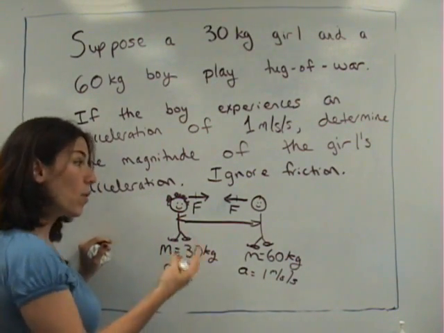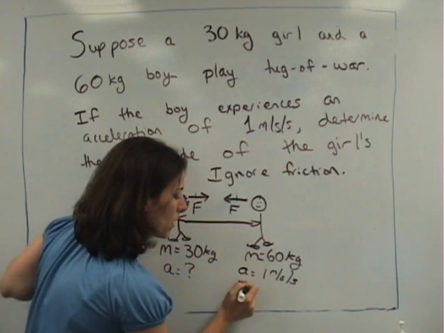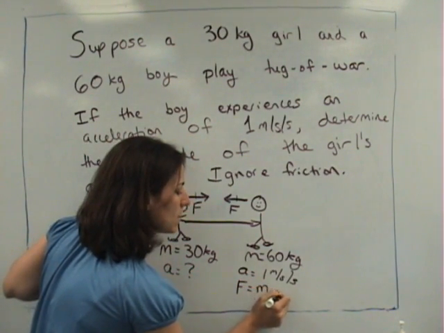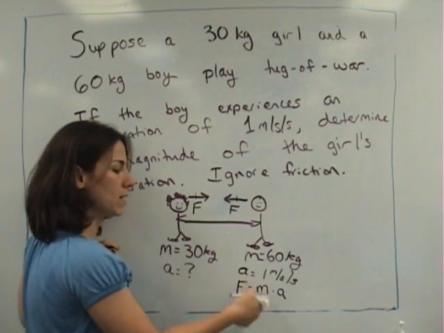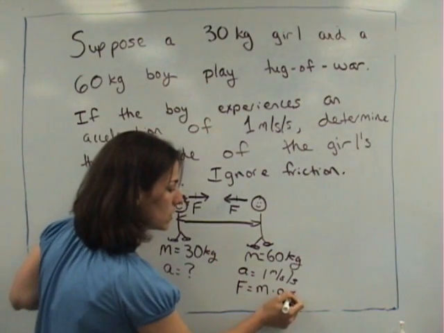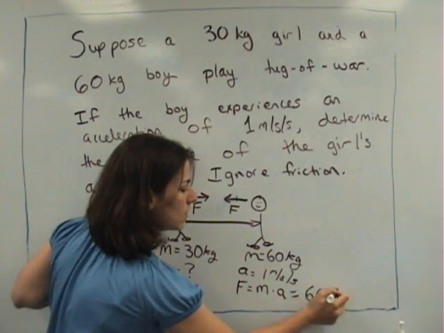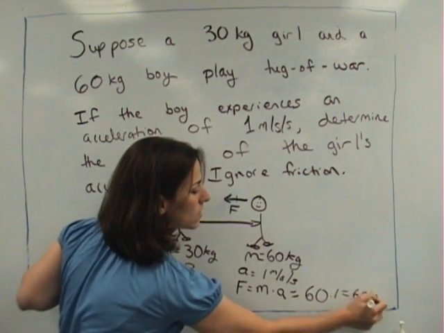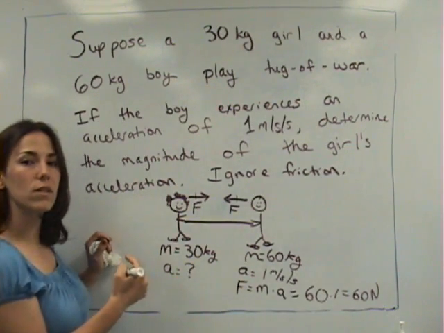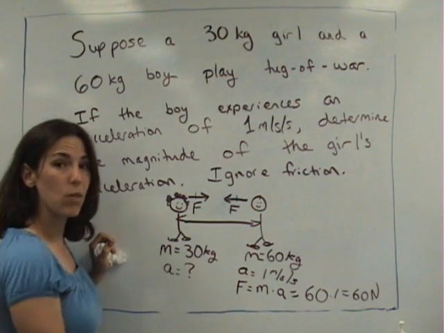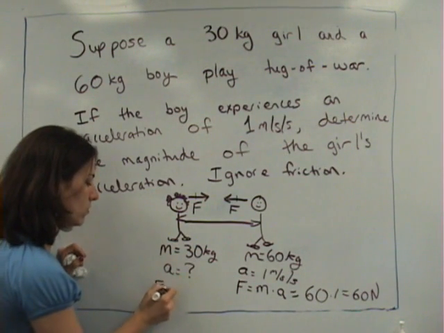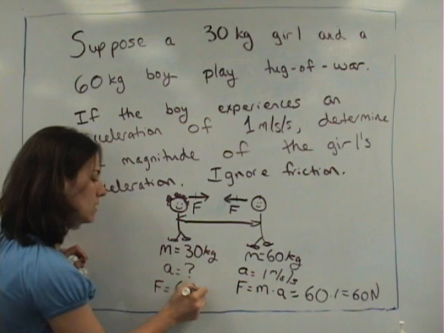The force on the boy we can actually figure out. The force on the boy is mass times acceleration, and use the boy's mass, the boy's acceleration. So his force is, let's see, 60 times 1, okay, that's 60 newtons. And it's to the left. The girl's force is the same amount, but to the right. So the girl's force value is the same, 60 newtons.